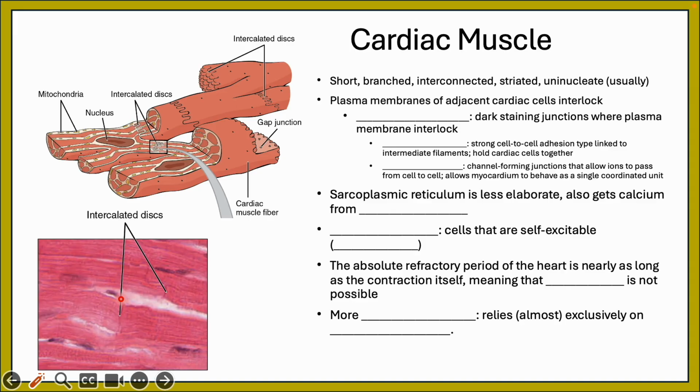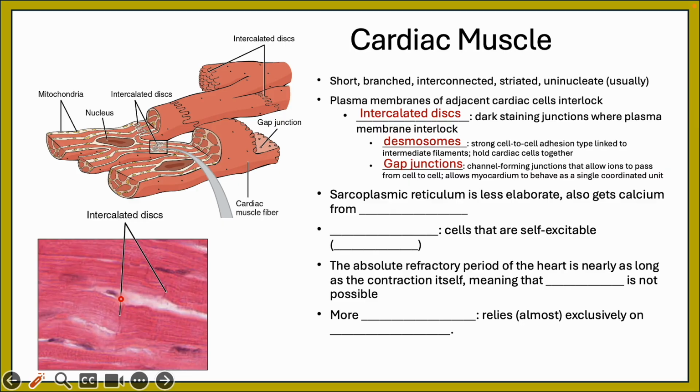Those intercalated discs are going to be where you have dark staining junctions on the plasma membrane. There's two kinds of connections here. One is the desmosomes, which are going to hold them very tightly together. And the other is the gap or communicating junctions, which is going to allow for the flow of ions and essentially allow the myocardium to behave as a single unit instead of each cell functioning individually.